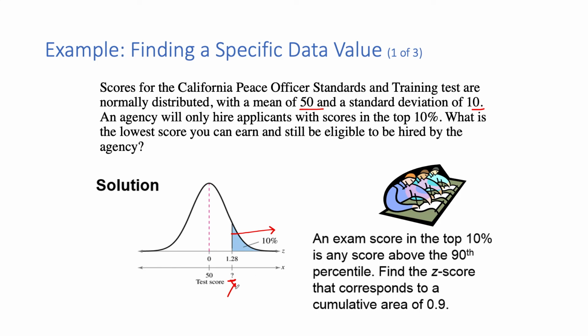To find this value of x, first I need to find the z which is attached to 10%. The area to the right of the z-score is 10%, or 0.1. That's not useful for me. I can't use the table because the table always tells me areas to the left. So the area to the left of the z-score is 1 minus 0.1, or 0.9. So I would go into my standard normal table and find the z-score which has a cumulative area of 0.9, and it turns out that z-score is 1.28.